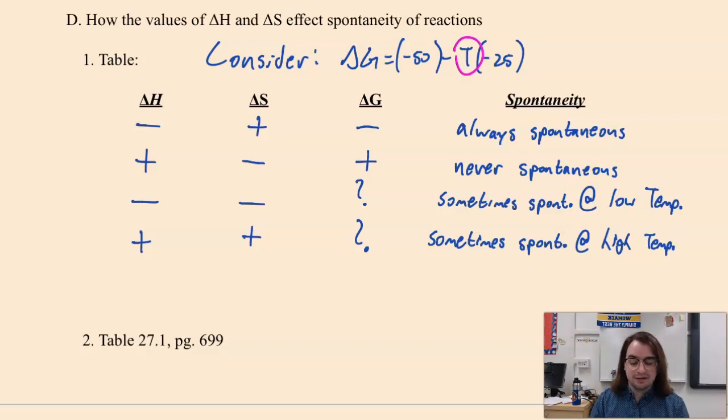So again, for delta G, we're mostly just looking at whether or not something is spontaneous. If we are always going to be universally favored, meaning negative and positive, then that's always spontaneous. And you just kind of follow this table as best you can when you are working through stuff.